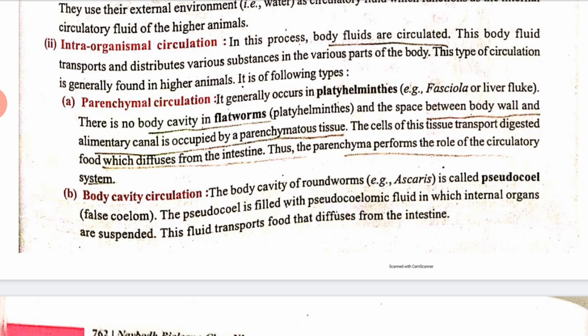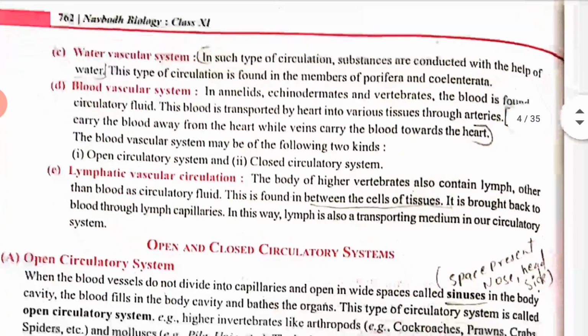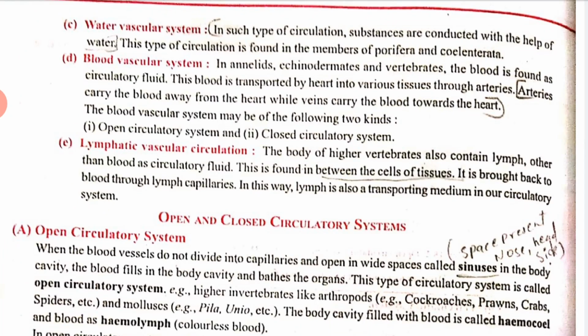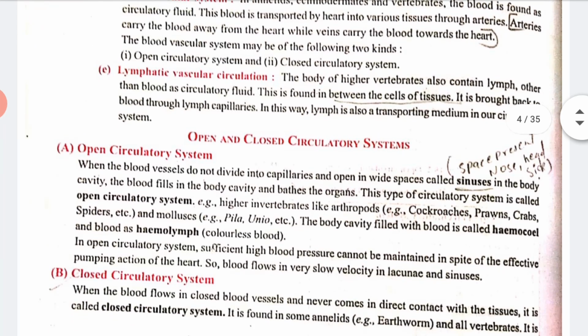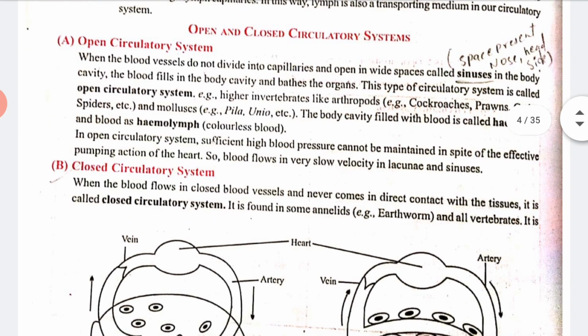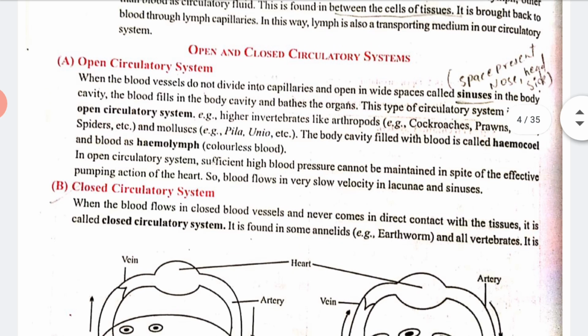Okay, let's see the next, that is known as the lymphatic vascular system. In the lymphatic vascular system, the body of higher vertebrates also contains lymph, right? So other than blood, this circulatory fluid is found between the cells of the tissues. Clear? Now let's talk about the two types of circulatory system, that is open and closed circulatory system. So let's start with the first.